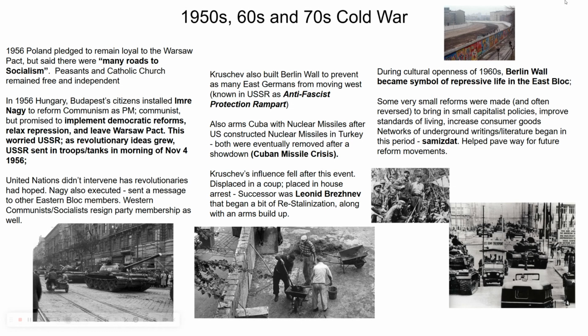We do see in Germany the Berlin Wall built. Again, Berlin is split between the capitalist West and the communist East. So the East Germans built an anti-fascist protection rampart to prevent capitalist elements and influencers from infiltrating into the East. So that is built in this period. We also see in the 60s the Cuban Missile Crisis.